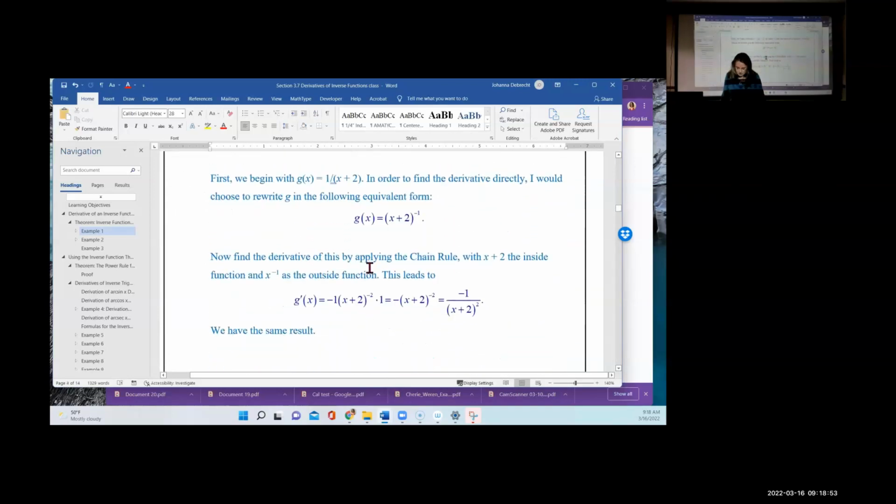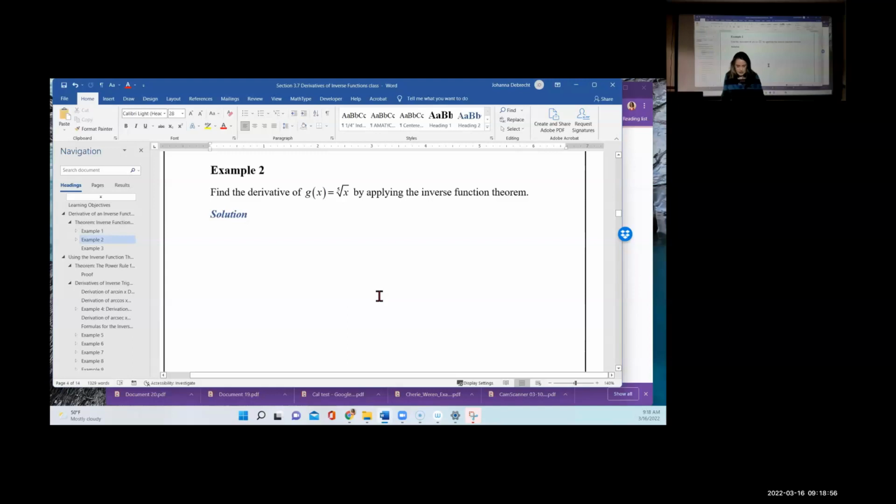Now, let's take a look at example 2. So we'll practice it one more time, and then we'll go ahead and take a look at the inverse trig ones. Okay. So we're looking at the derivative of g of x equal to the 5th root of x, and we want to find the derivative by applying the formula to it. Okay. So we're going to say that g of x equal to the 5th root of x is equal to f inverse of x for some function f.